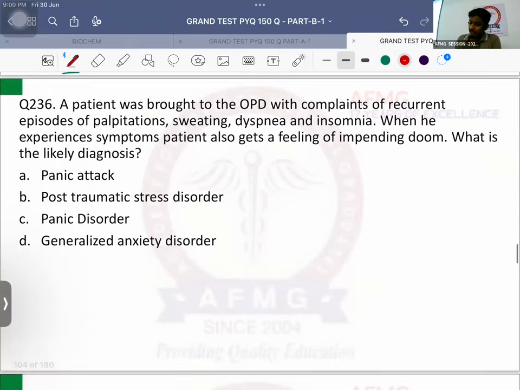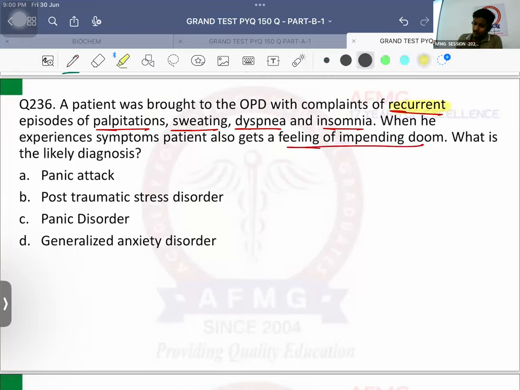Question number 236. A patient was brought to the OPD with complaints of recurrent episodes of palpitation, sweating, and dyspnea, along with insomnia. When he experiences symptoms, the patient also gets a feeling of impending doom. What is the likely diagnosis? Panic attack or panic disorder? Feeling of impending doom is seen during panic attack, but recurrent panic attacks are called as? It should be a case of panic disorder.